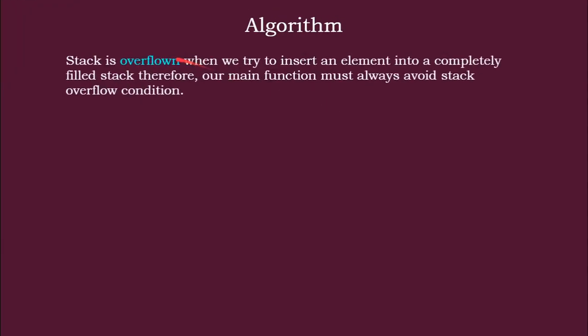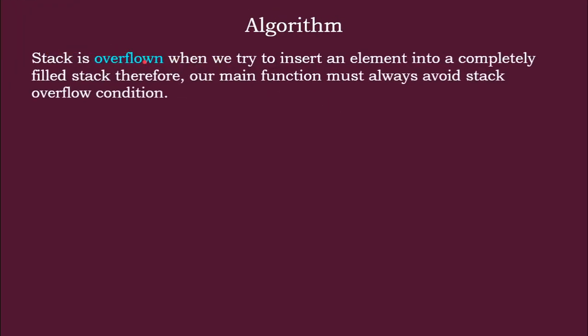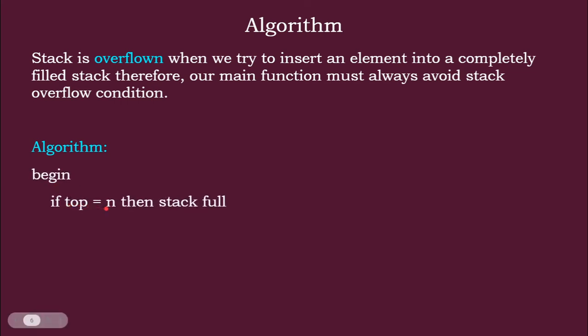Now the algorithm says the stack is overflown when we try to insert an element into a completely filled stack. Therefore, we cannot push more elements into a full stack. It will be an overflow condition. So how does the algorithm go? It begins with the condition: if top is equal to n, then stack is full. That means all the memory space is occupied by the elements in the stack. So top is equal to n.